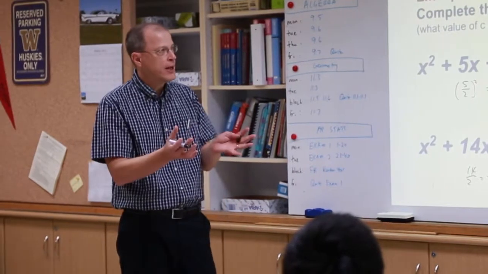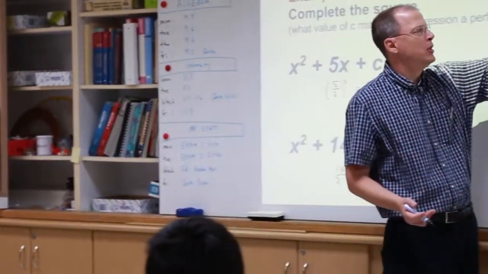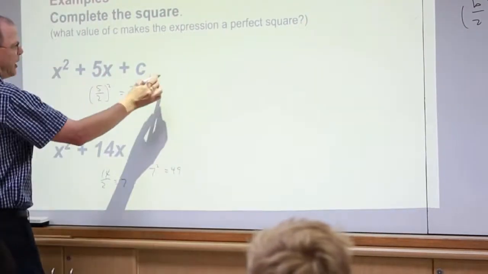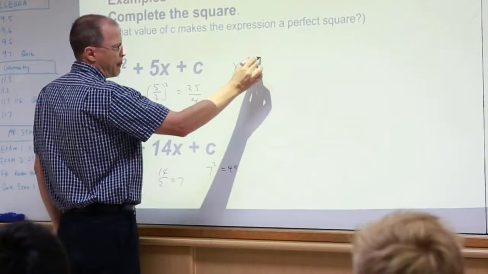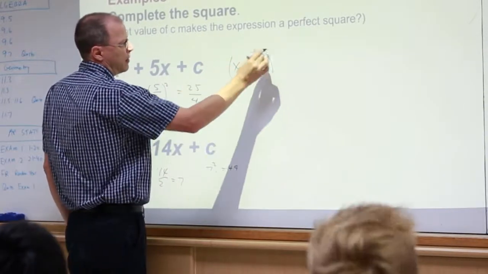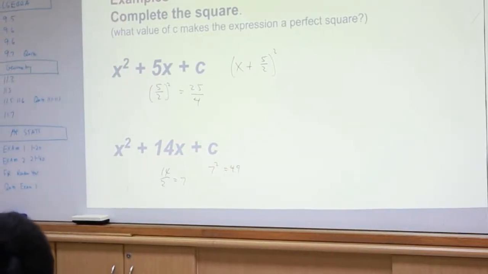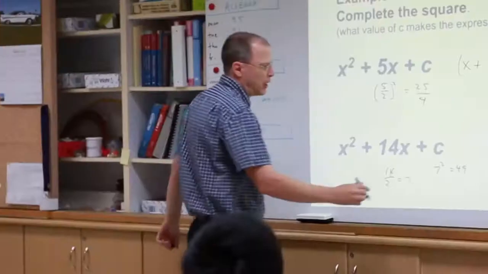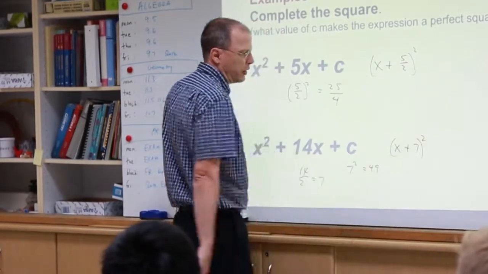Okay, then for writing the expression, you're going to write x plus b over 2 in parentheses, squared, like that. So you would write x plus 5 over 2 squared. And that would be the complete square for that trinomial. This one would be x plus 7 squared.